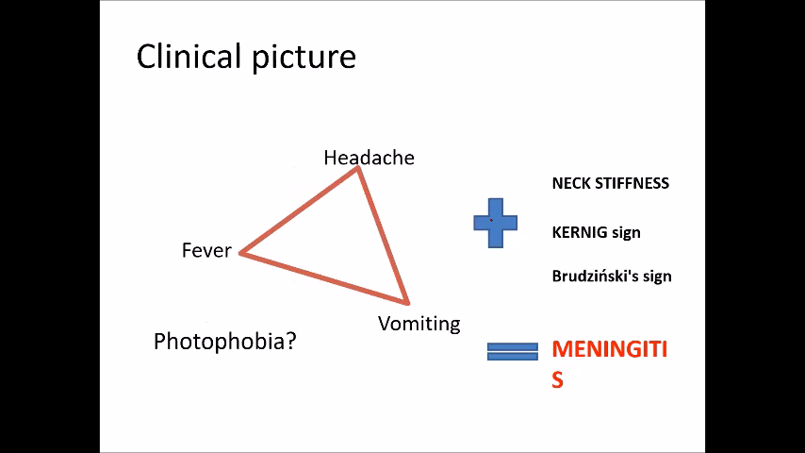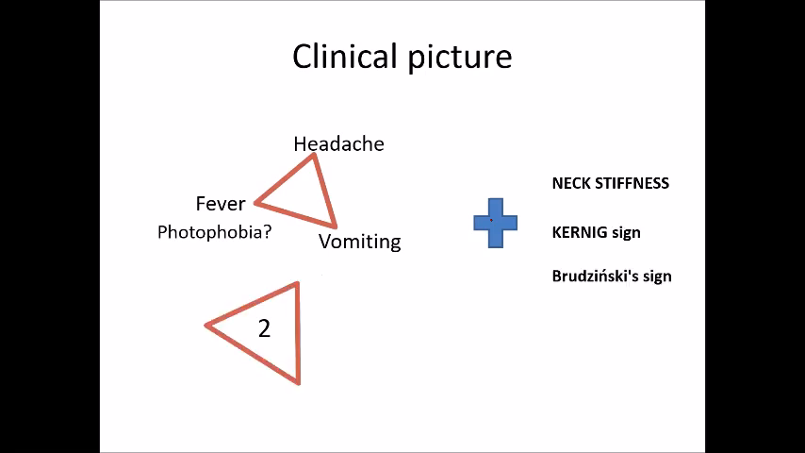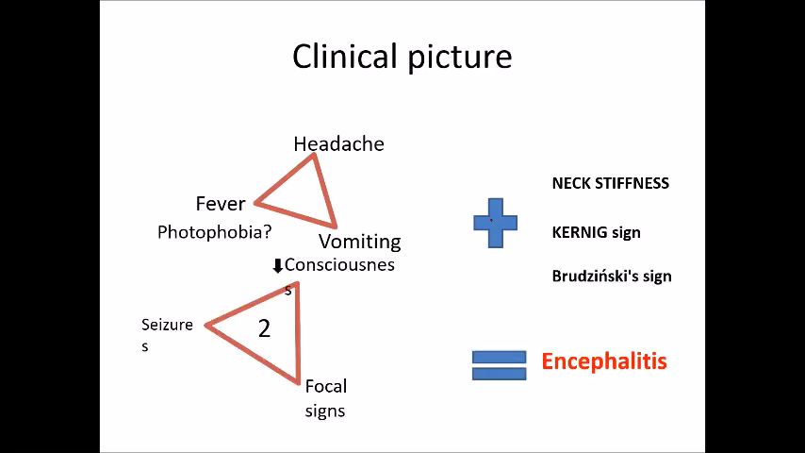So this is the picture of meningitis. If you have headache, fever, vomiting, and neck stiffness, plus two of altered consciousness, seizures, and focal neurological signs, then you are dealing with encephalitis, or sometimes complicated meningitis, like how we saw with the case of Listeria monocytogenes.